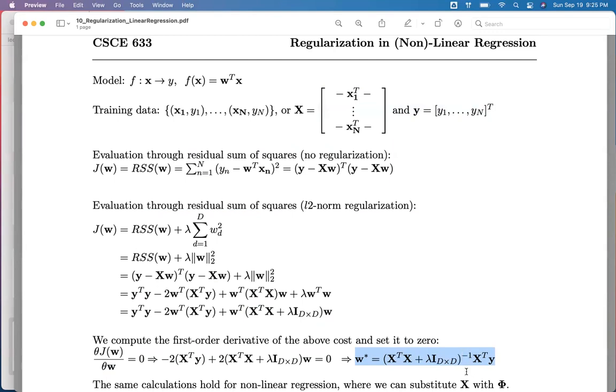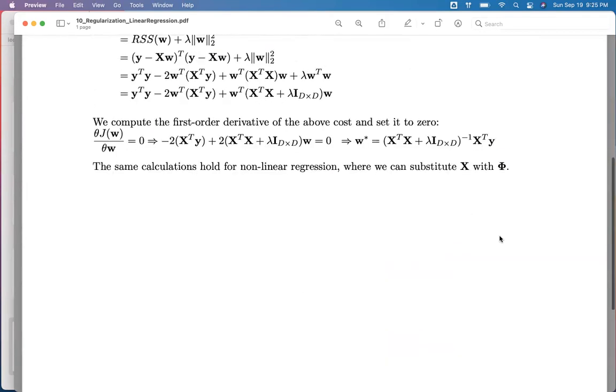And I'm saying here both linear or nonlinear regression, because for the nonlinear regression, the only thing that we need to do is substitute this data matrix of our original features with the nonlinear data matrix phi.